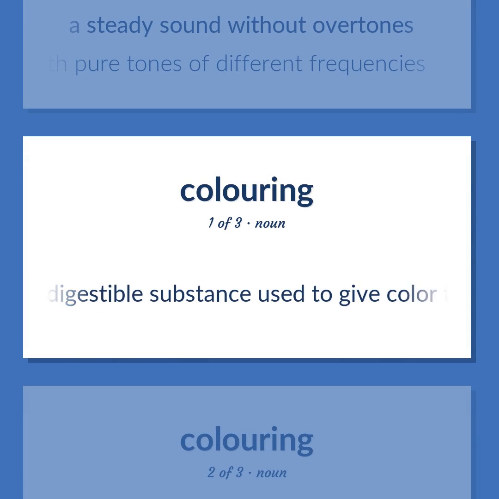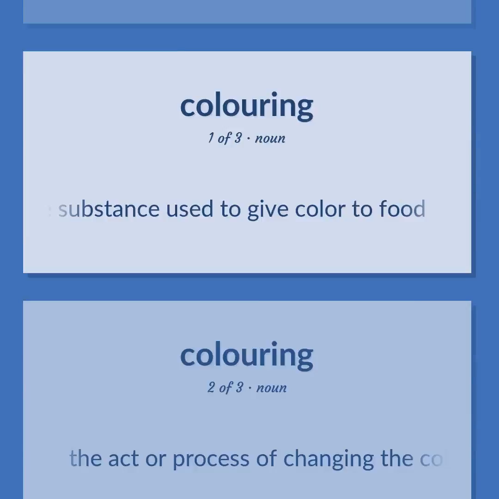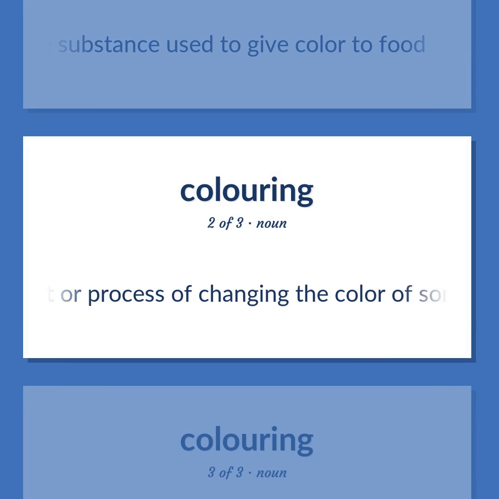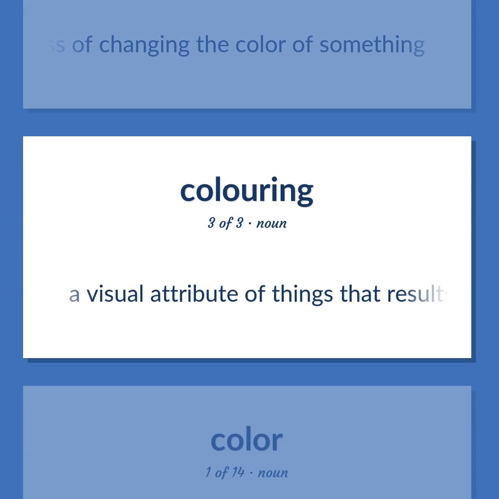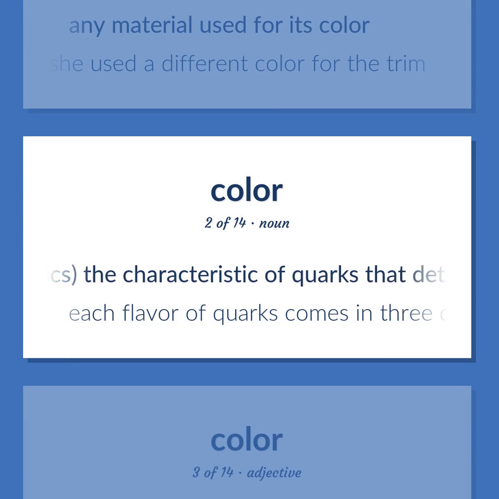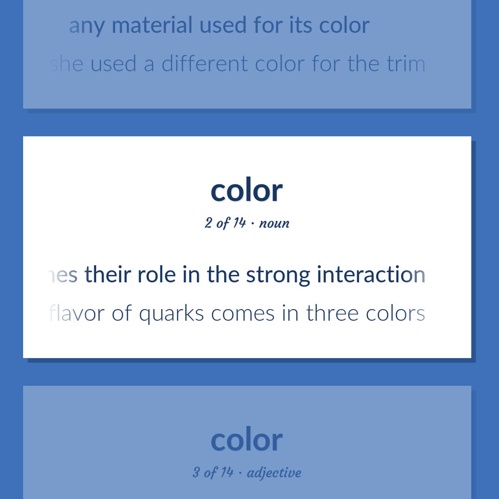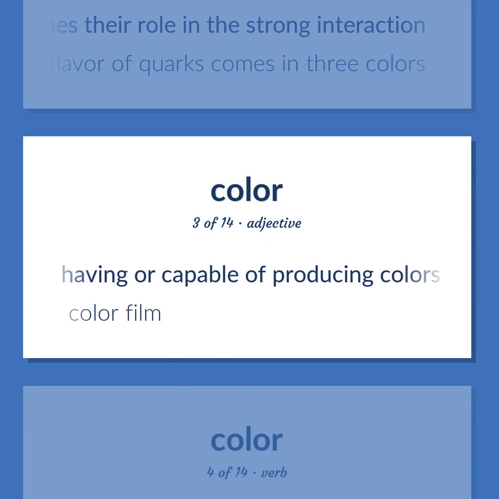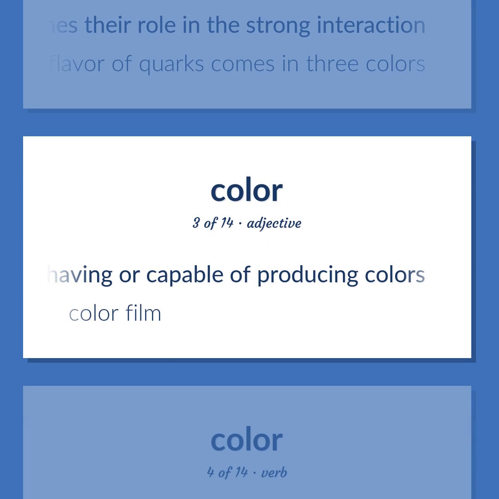A digestible substance used to give color to food. The act or process of changing the color of something. A visual attribute of things that results from the light they emit or transmit or reflect. Any material used for its color. She used a different color for the trim. Physics: the characteristic of quarks that determines their role in the strong interaction. Each flavor of quarks comes in three colors. Having or capable of producing colors. Color film.